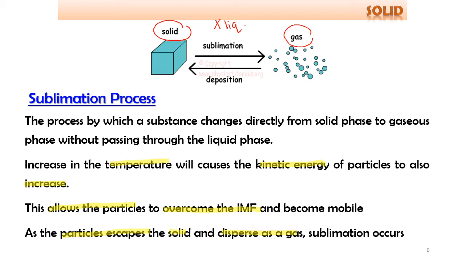So the key here is you need to remember when you increase the temperature, kinetic energy will also increase. When you have higher kinetic energy, it means the particles can overcome the intermolecular forces that bind them together. Therefore, they can move around more freely.